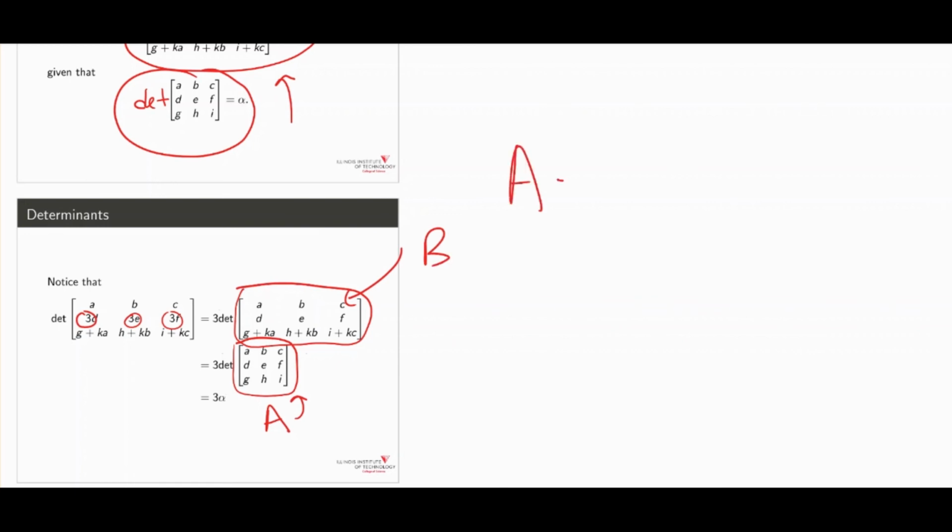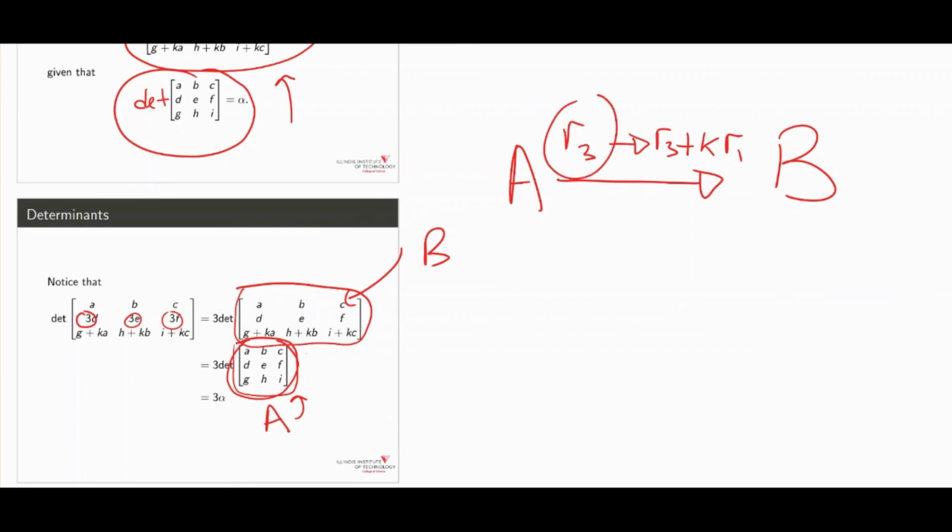You realize that if you do these row operations, which is take the third row plus K times the first row, you will get to this matrix B. So if you call this matrix A, and you do these row operations, changing the third row of matrix A by taking the third row plus K times the first row.